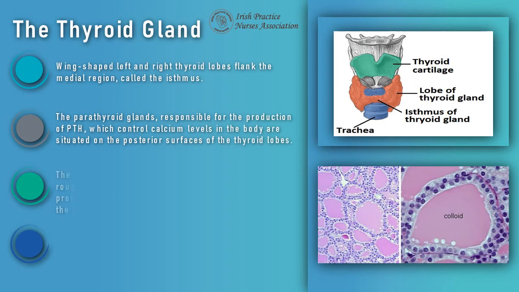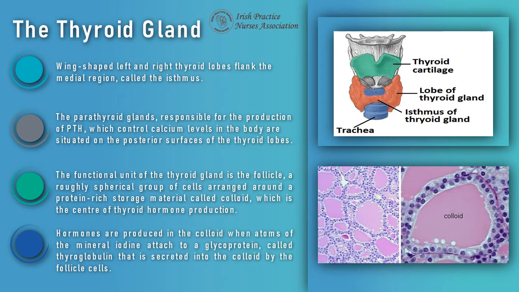Wing-shaped left and right thyroid lobes flank the medial region called the isthmus. The parathyroid glands, responsible for the production of PTH, which control calcium levels in the body, are situated on the posterior surface of the thyroid lobes. The functional unit of the thyroid gland is the follicle, a roughly spherical group of cells arranged around a protein-rich storage material called colloid, which is the center of thyroid hormone production. Hormones are produced in the colloid when atoms of the mineral iodine attach to a glycoprotein called thyroglobulin, which is secreted into the colloid by the follicle cells.